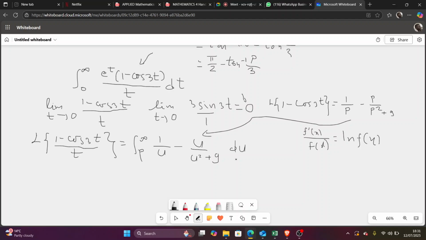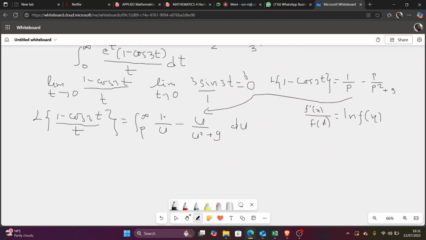In this case, if I have to integrate these, let's say 1 over u. This is 1 over u, right? u is f of x. If you differentiate u, you get 1. You can see this is fulfilling the requirement of this formula. So the answer here should be ln u.